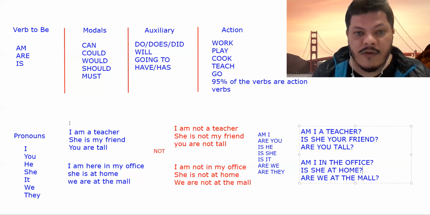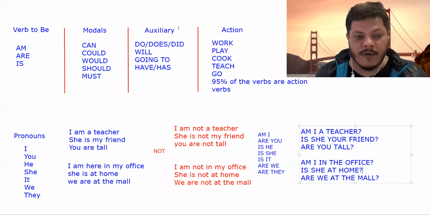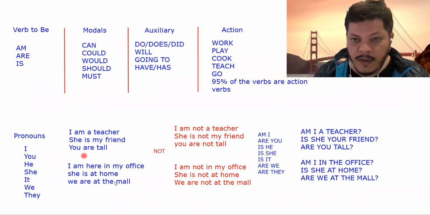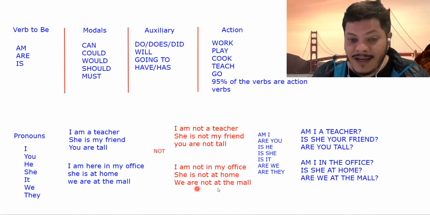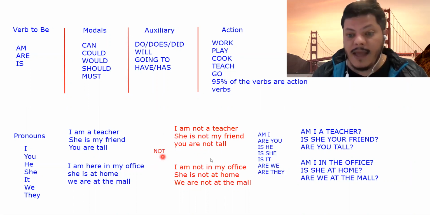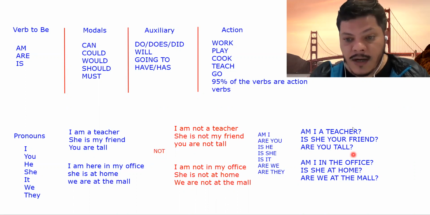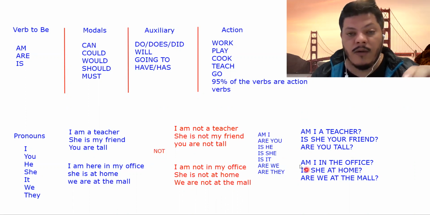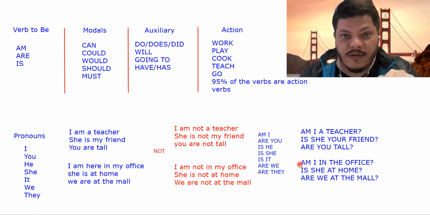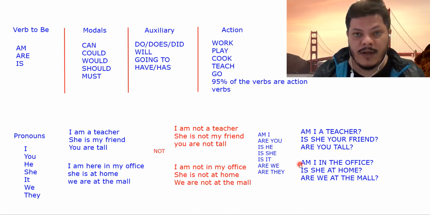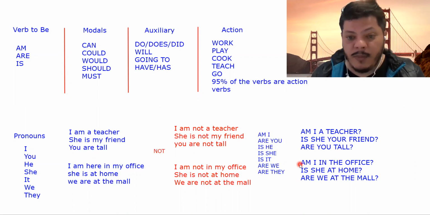So again, let me show you. Here we have the affirmative form of the verb to be. Here we have the negative form of the verb to be, simply using the word not. And here we have the interrogative form of the verb to be, where we simply change the position between the verb and the pronoun. And that's it. Is that clear? I hope it is, because most people confuse this.